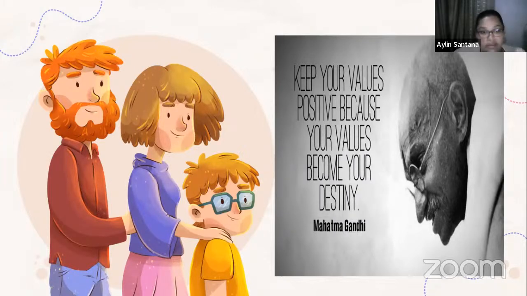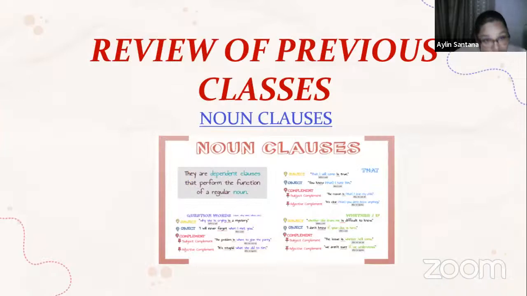Review of previous classes. So the last class was about the noun clauses. Noun clauses are dependent clauses which function as a noun. A noun clause is a clause or a group of words with a subject and a verb that serve as a noun in a sentence. And nouns are the words used to refer to people, things, or places.